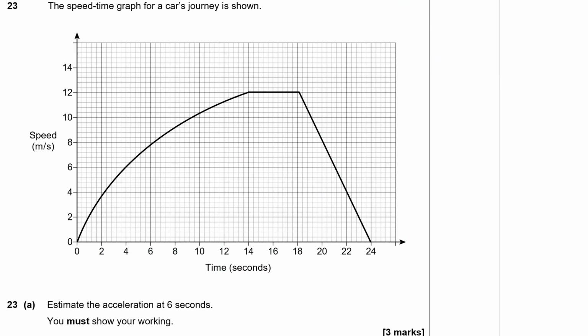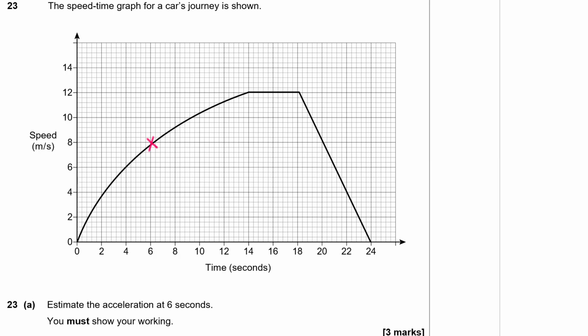Okay, question 23 has a speed time graph for a car journey. So we've got time along the bottom and speed up the side, and we need to estimate the acceleration at 6 seconds. Now acceleration is the gradient of a speed time graph. So if we have a look at the graph at the point where t is equal to 6, reading up from 6, we're talking about this point here on the graph. What is the gradient of the graph at that point?